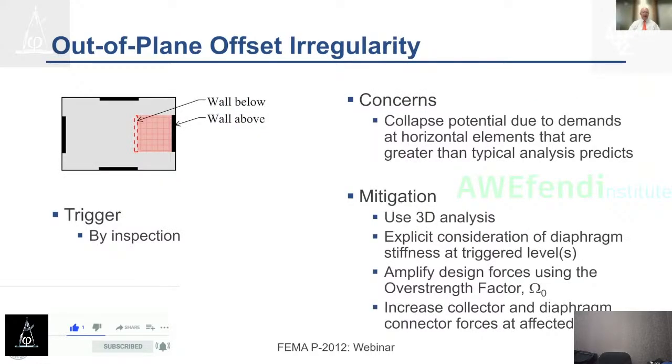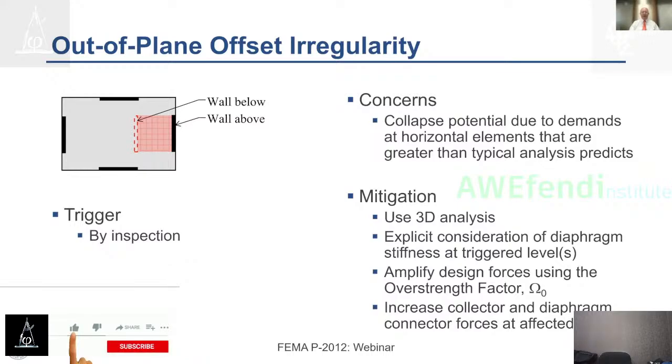Moving on to the out-of-plane offset irregularity. This is something that you know it when you see it, so you have to look at your system. When you know that you have a system where the vertical elements from a story above do not align with the vertical elements in the story below, you have this irregularity. The concern is that we could get a greater collapse potential because of demands in the diaphragm. How do we fix it?